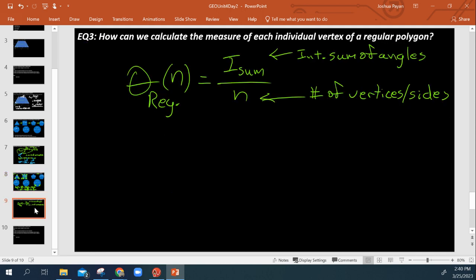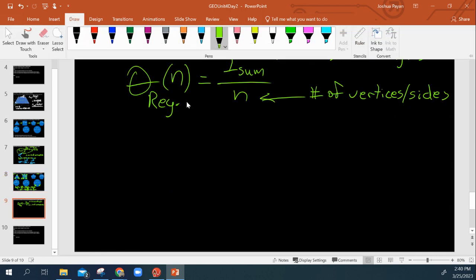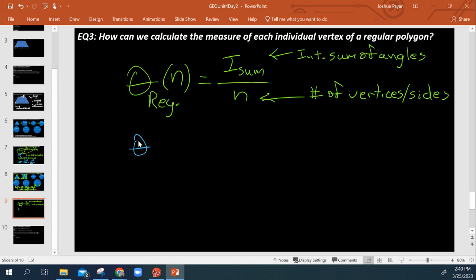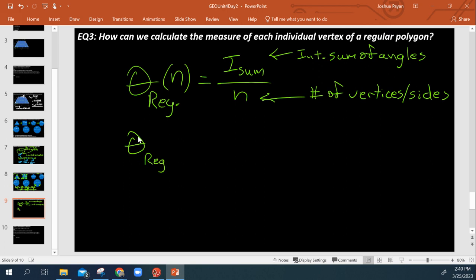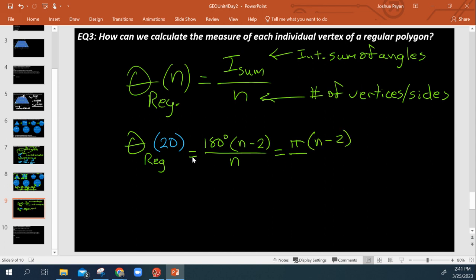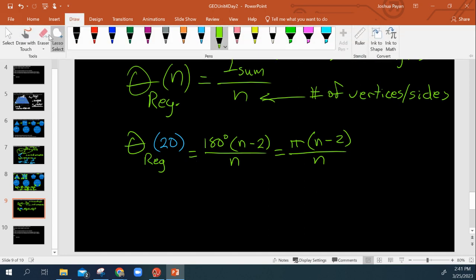Okay, one more example, just to make sure we've got it. What if we had a 20-sided regular polygon? Theta regular of a 20-sided regular polygon, pretty gnarly, is going to be equal to the interior sum. So a half circle times n minus 2 all over the number of vertices, or a half circle in radians this time, times n minus 2 all divided by the number of vertices.